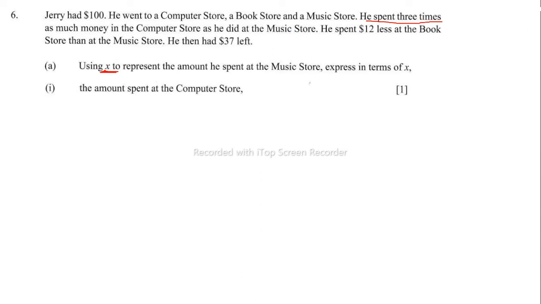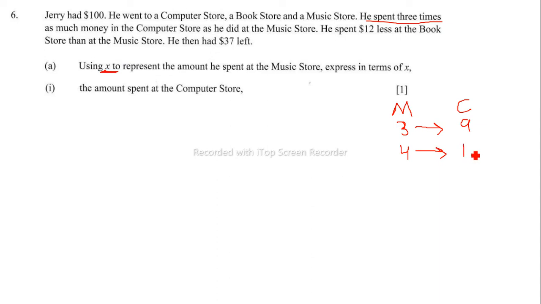If he spent $3 in the music store, so let's say that this is M. What's the other one? So times it by 3. If he times it by 3, so if he spent $3 in the music store, how much did he spend in the computer store? 9. If he spent $4 in the music store, how much did he spend in the computer store?